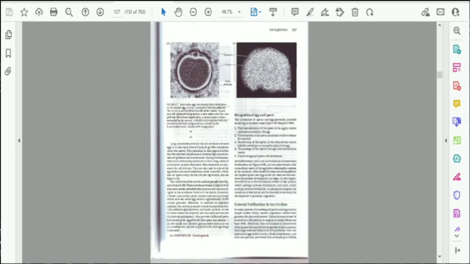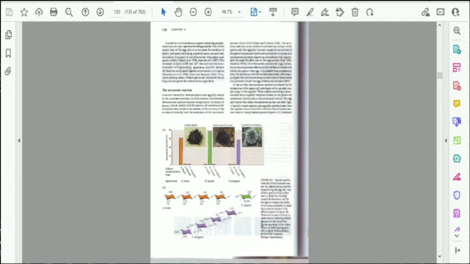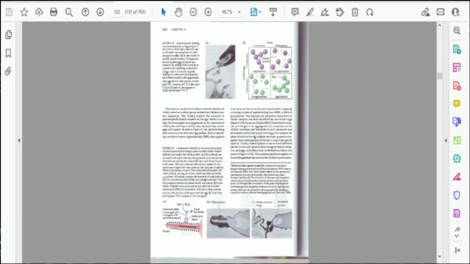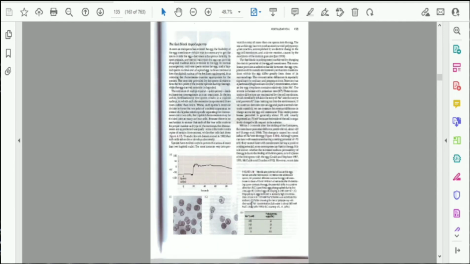Next is this recognition of egg and sperm. You need to study all these steps, friends. It is given here; you can see 1, 2, 3, 4, 5. Sometimes they will mix these steps and ask us to arrange them in correct order. So at least study these 5 points alone in sperm egg recognition, and also external fertilization in sea urchin is very much important, and this acrosome reaction is important, and the fast block to polyspermy is important.